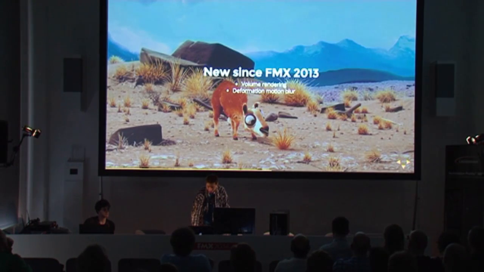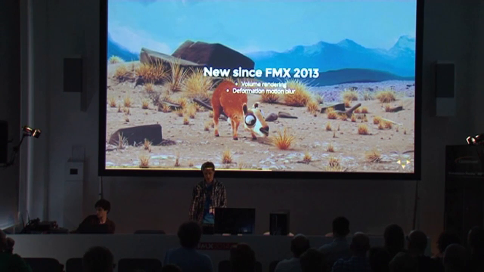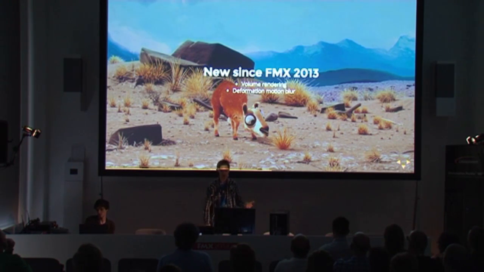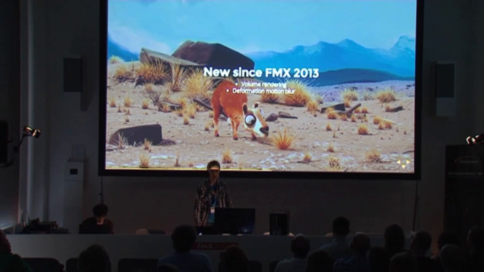Okay, let's talk a bit about the main features that we've added since last year's FMX. So the main two things that we added since last year is volume rendering. We had initial support for that in about December last year, and recently we added support for voxel rendering, so you can do smoke and fire and everything. And we also added deformation motion blur, which is important for when you have characters that are animated and you need motion blur on them while they're moving.